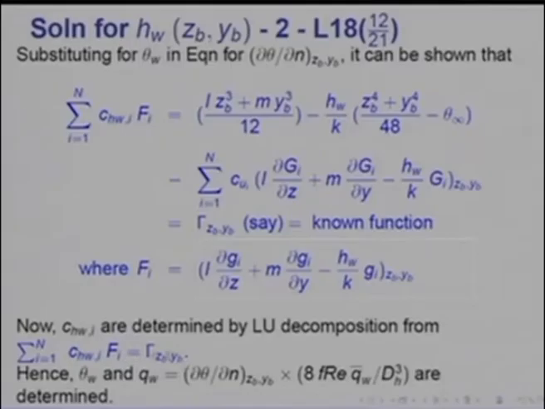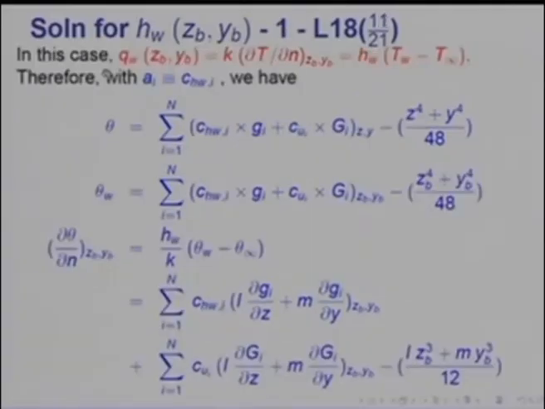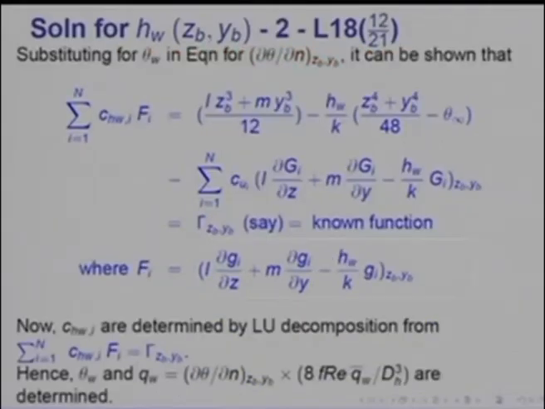And therefore I can evaluate CHWi, from which I can get theta wall as well as q wall, because I can get dθ/dn. So when the heat transfer coefficient has been specified, our main objective is to discover what will be the wall temperature and the local heat flux. The Nusselt number would of course follow from it, because hw is already known.